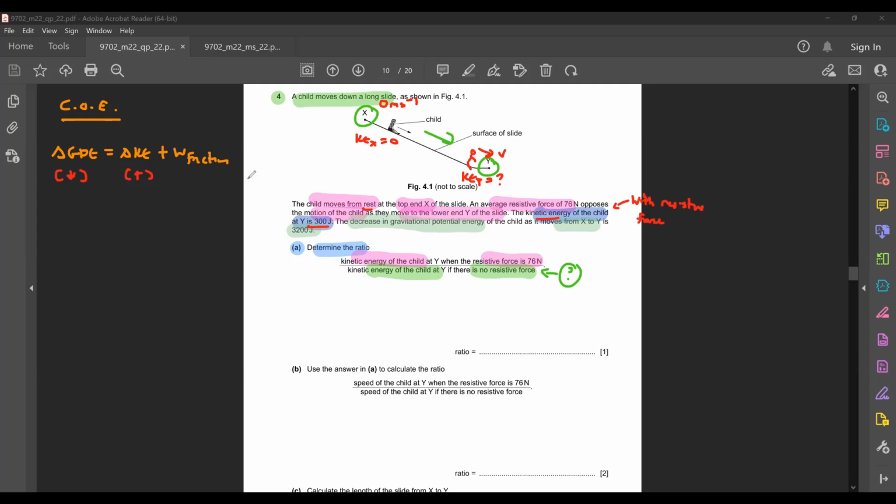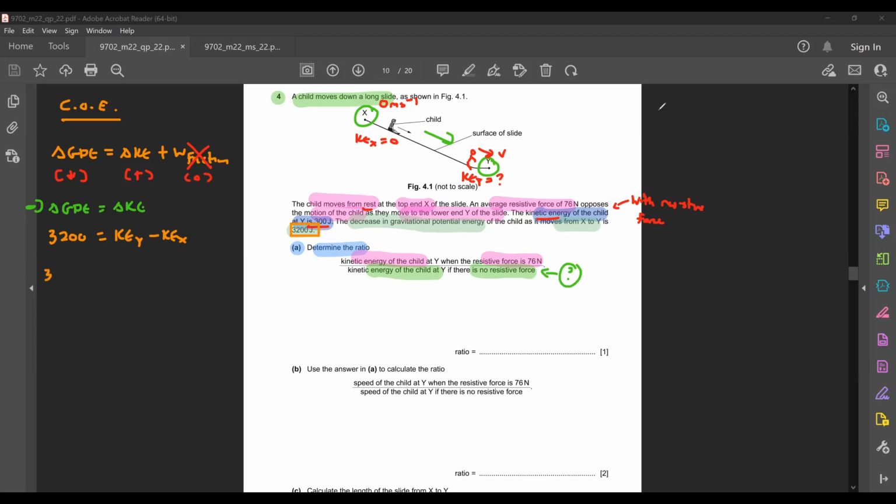Now, as for the work done against friction, you are specifically considering the case where there's no resistive force. So this one will not be considered because it's really just 0. So what you end up with is really just the decrease in GPE equals the increase in KE. The question did mention the decrease in GPE, and that is 3,200 joules. So you have 3,200 here. And the change in KE will be the KE at Y minus the KE at X. You take the higher value minus the lower value.